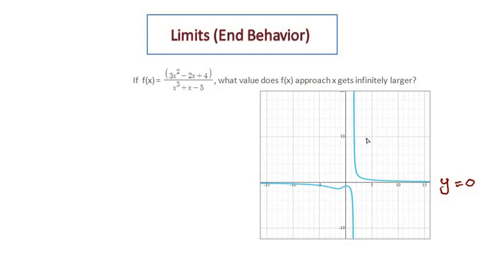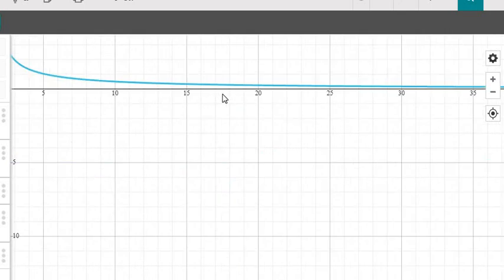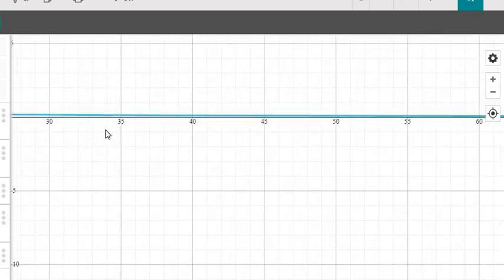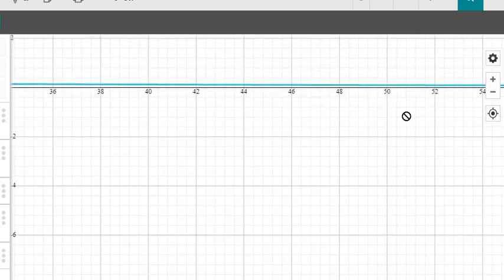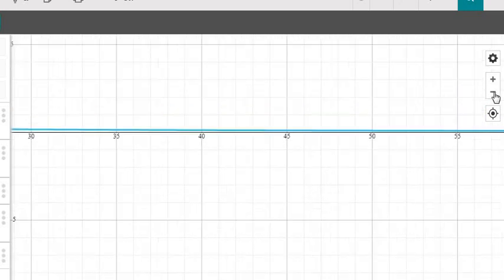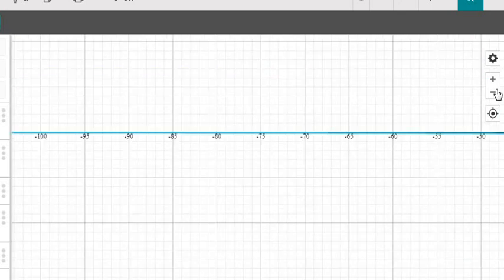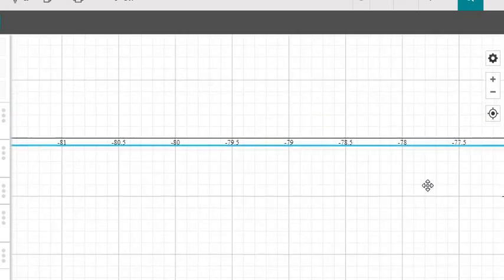To understand this, let's see it on a graphing calculator to see more details. This is the graph of f of x. To see more details, I will zoom in. As you see, as the value of x gets larger, the value of y approaches 0, but it never intersects the x-axis. Also, as the value of x gets smaller on the other side, the value of y approaches 0 as well, but it never intersects the x-axis.